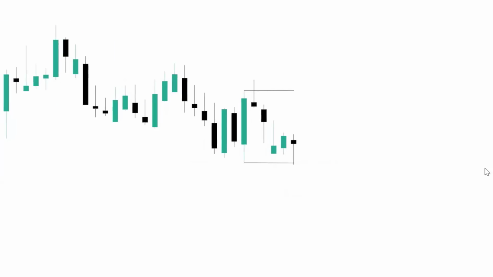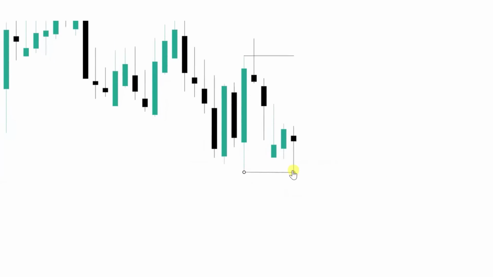Now, if you zoom in right now to analyze what price is doing right here, what can you see? You can clearly see that we have a very good candle right here, and this is a range, right?